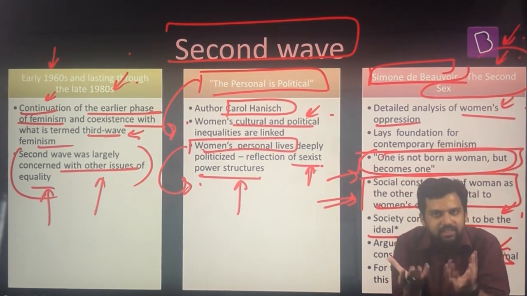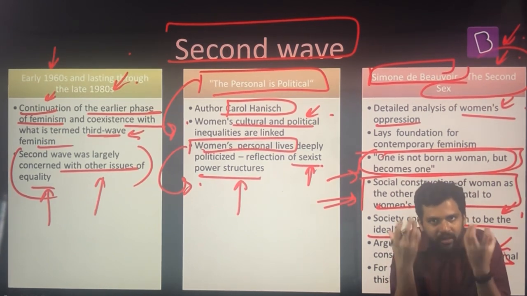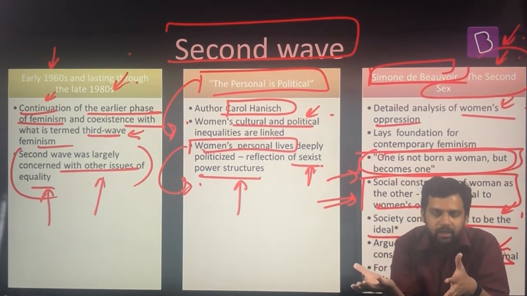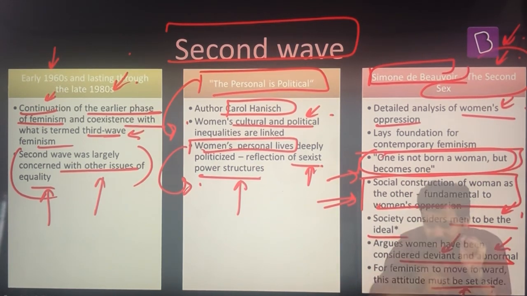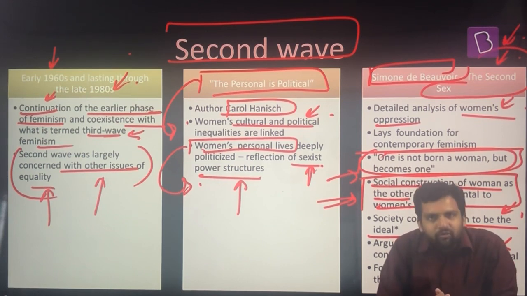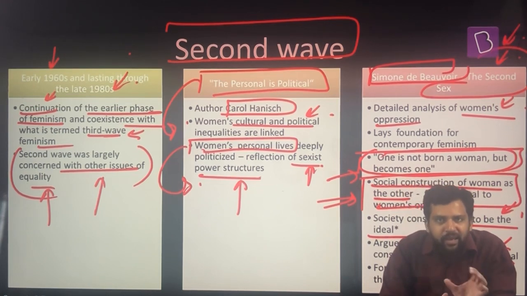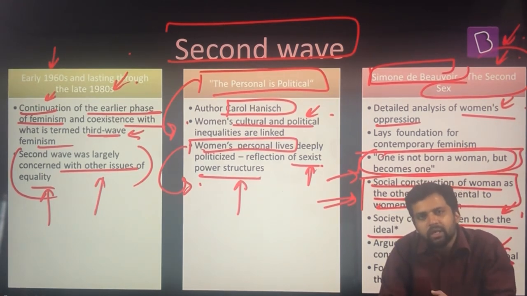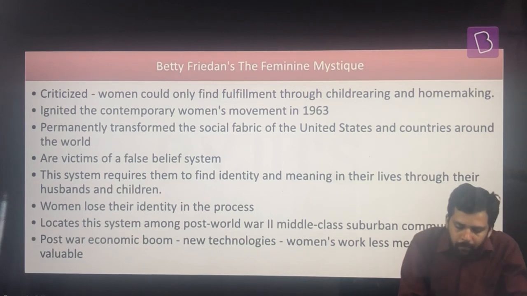The first sex is the male sex. They are the ideal, women are not the ideal, as per the society. So the social construction of women as the other is most fundamental to the oppression that women face. Apart from these two major works, The Personal Is Political and The Second Sex, another major work during this period was The Feminine Mystique by Betty Friedan.